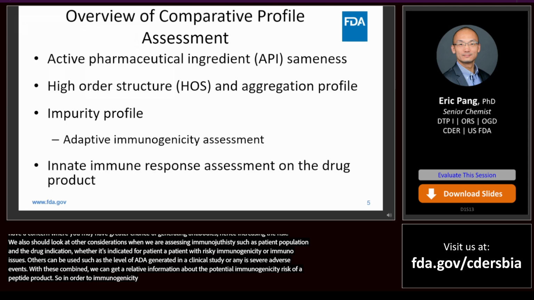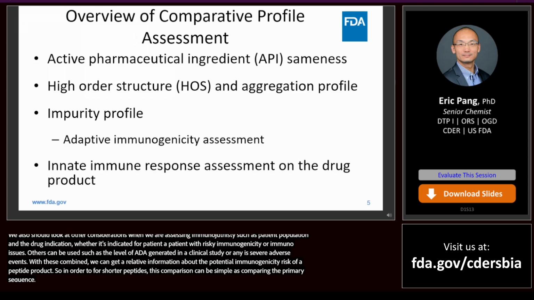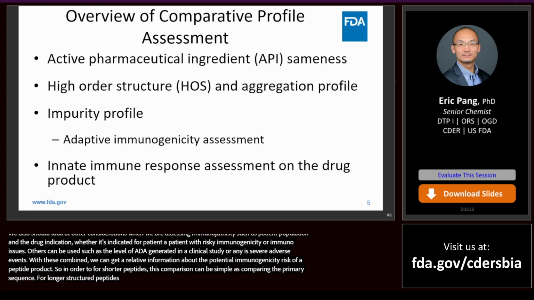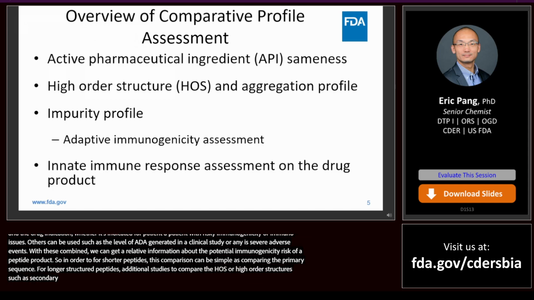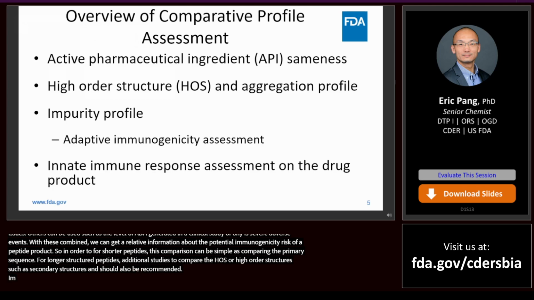But for shorter and simple peptides, this comparison can be as simple as just comparing the primary sequence. But for longer structured peptides, additional analytical studies to compare the HOS, or higher order structures, such as secondary structures and aggregation states, should also be recommended. Impurity differences may impact the immunogenicity potential of a proposed generic.